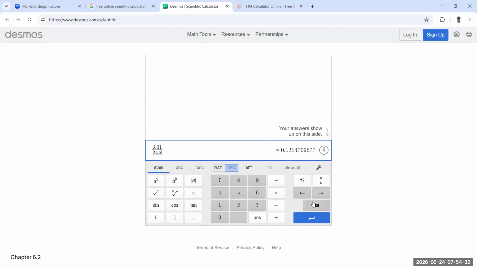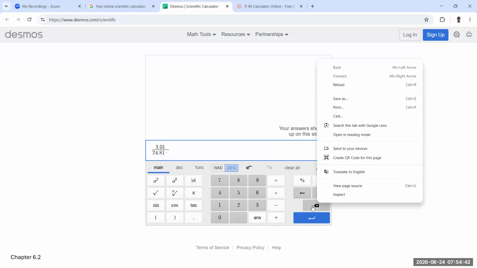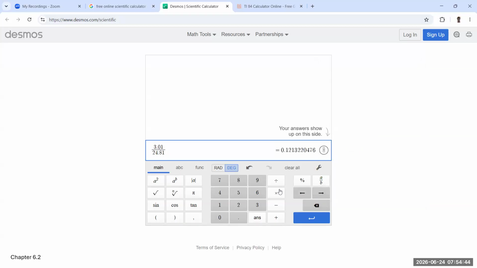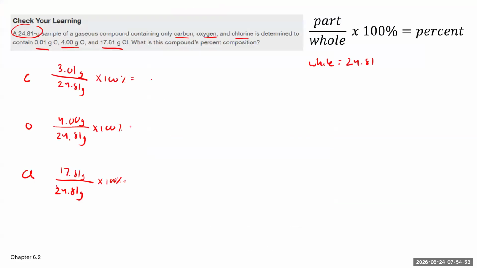3.01 divided by 24.81 times, oops. So we have to, see how it's set up there? It says divide by, we want to multiply the whole thing by 100. So we have to move the cursor over a little bit. So it's going to be 12.13. Let's take a look. So 3 sig figs, 4 sig figs, we need 3 sig figs, 12.1. And that's going to be percent, and specifically carbon.